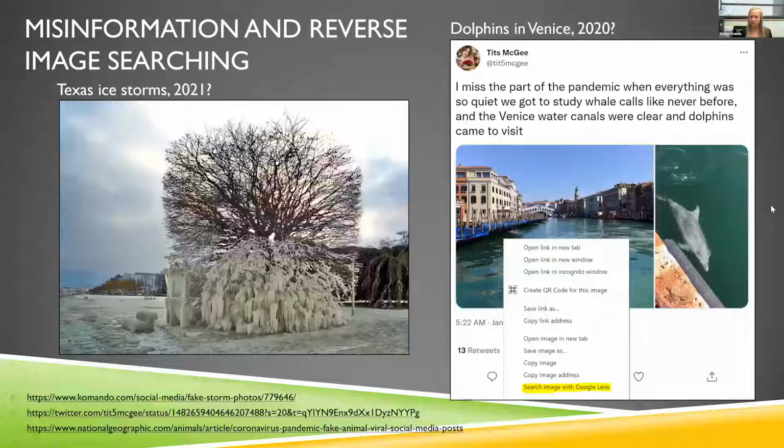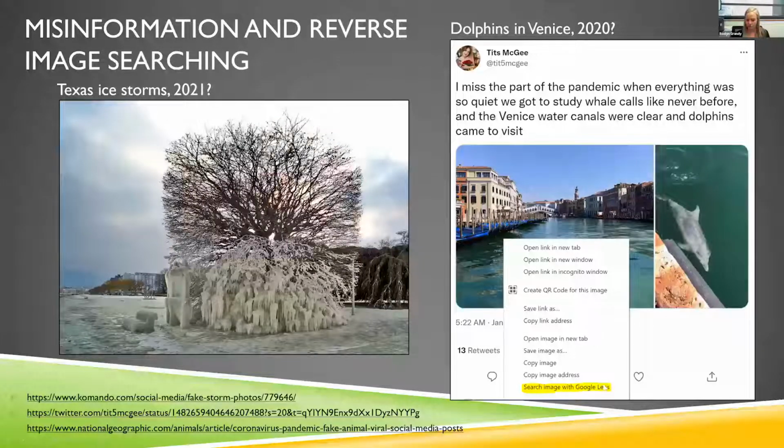Another example of this, I don't know if you saw a post circulating during COVID that the canals in Venice got so clear that dolphins were coming to kind of visit. If you put that into Google Images, you will find that this image was actually taken in Sardinia, which is closer to the open ocean where dolphins are more likely to be. The dolphins never actually came back to Venice, although the canals did get cleaner.